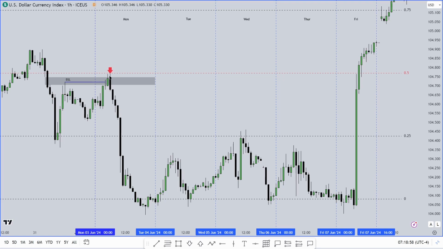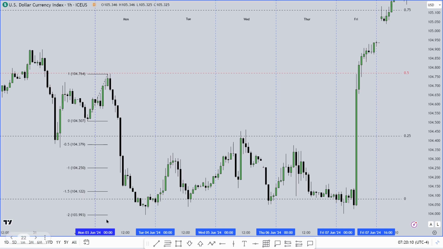Again, notice how we ran into the 50% DRT level. You can see how the bodies of the candles here have failed to close meaningfully above that sell side imbalance, and also they've closed below that 50% DRT level, and you can see how we tap that here and then roll over.